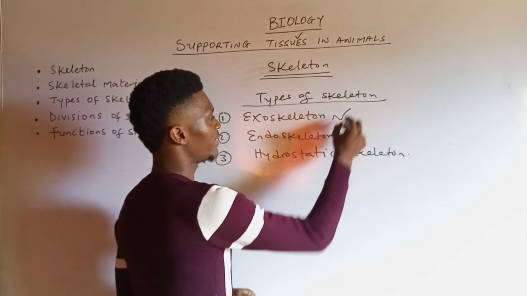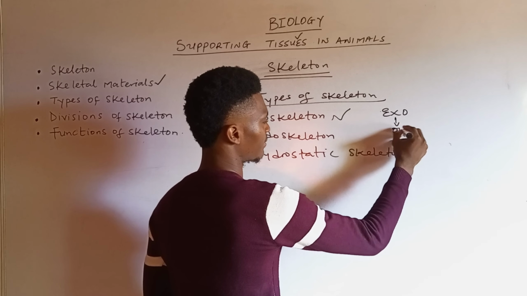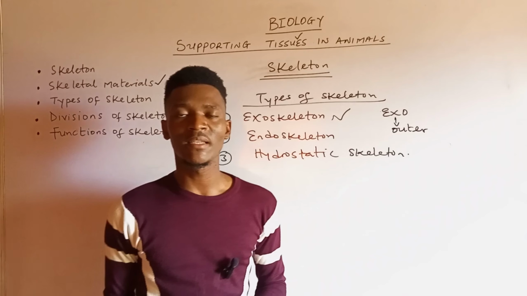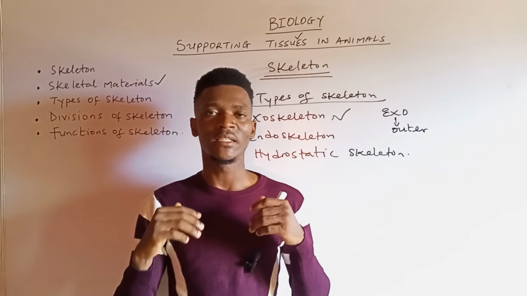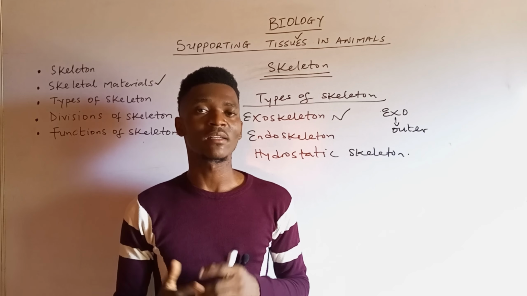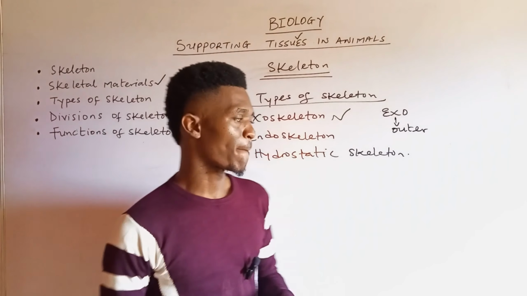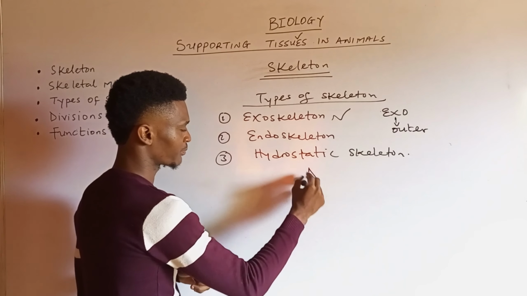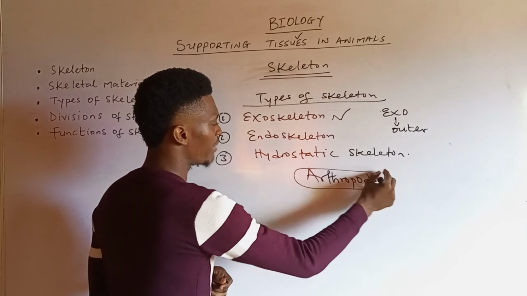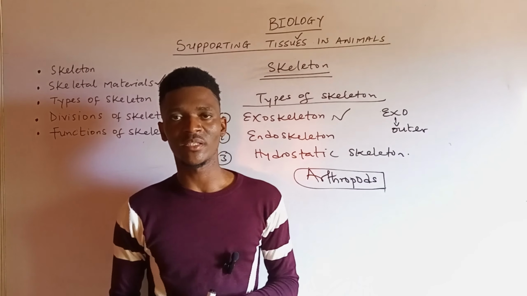Now, starting with the exo. The word exo stands for outer. So we can say that exoskeletons are simply skeletons that are found in the outer part of organisms that possess them. And classical examples of organisms that possess exoskeleton are the arthropods. Now you can take your mind back to your classification system where we talk about the classification of invertebrates and that of vertebrates.